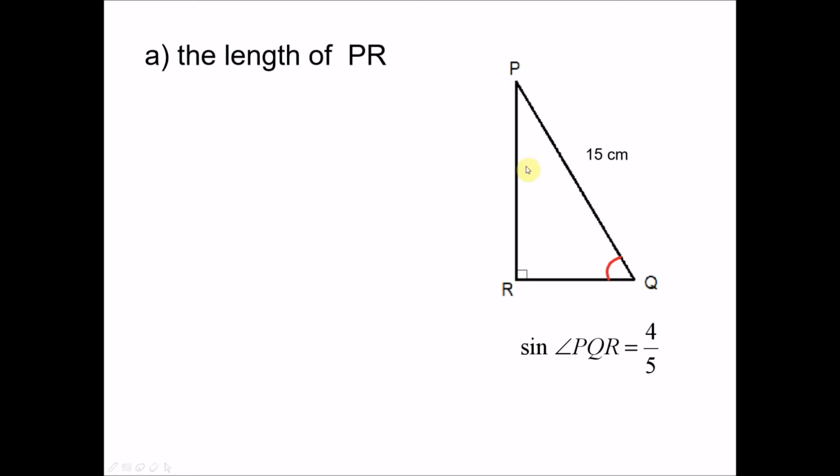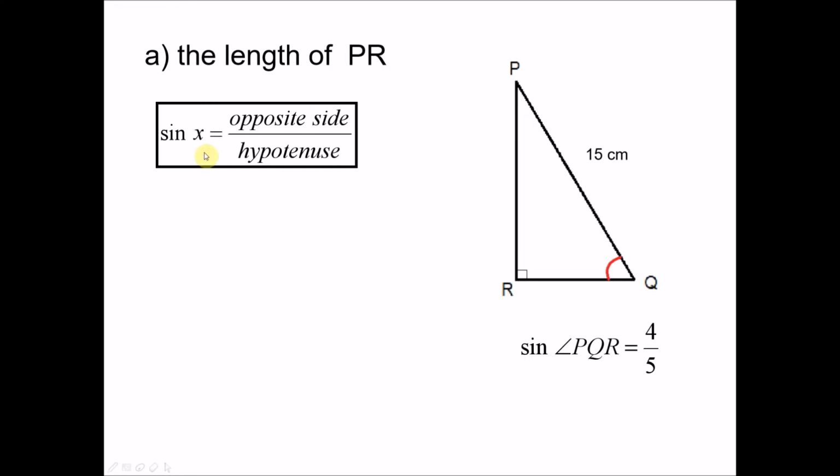Now, to find PR, given this information and this information, we know that we need to use the formula of sine. Sine x equals opposite side over hypotenuse. So according to this reference angle here, we can label these three sides. This is the hypotenuse, this side is adjacent to this angle, so adjacent side, and the last one of course is the opposite side. To find the opposite side is PR. Hypotenuse is this, which is 15.